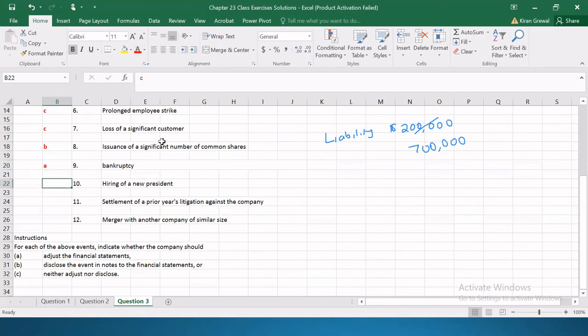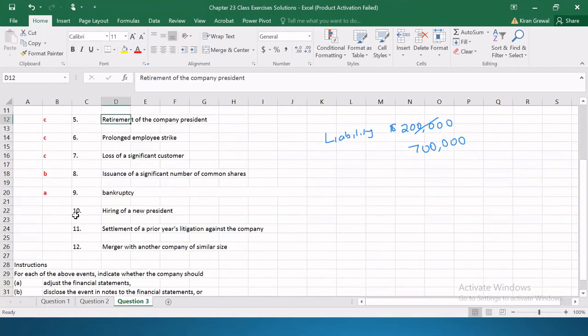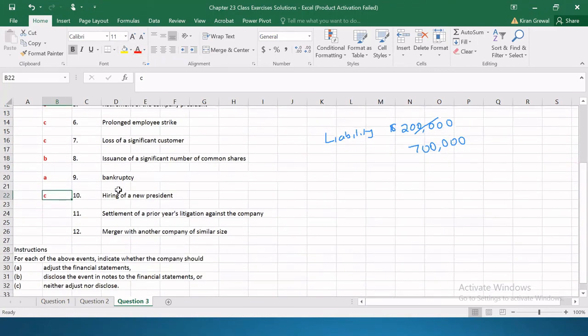Hiring of a new president, so similar to retirement of the company's president, hiring a new president would also be C. You would do neither. You don't have to disclose or adjust anything.